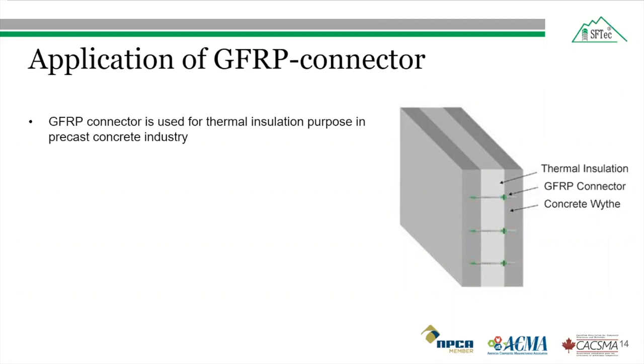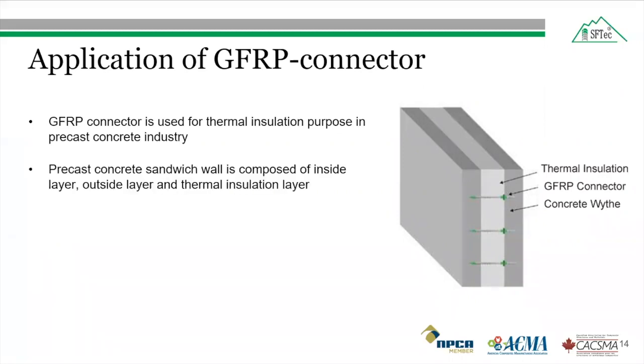The precast concrete sandwich wall is composed of an inside layer, an outside layer, and the thermal insulation. The thermal insulation is generally between the 2 concrete widths. The FRP thermal insulation connectors are used to connect these 3 layers, and they can not only bear the weight of the insulation and outside layer, but also the wind load, earthquake load, and other kinds of loads.